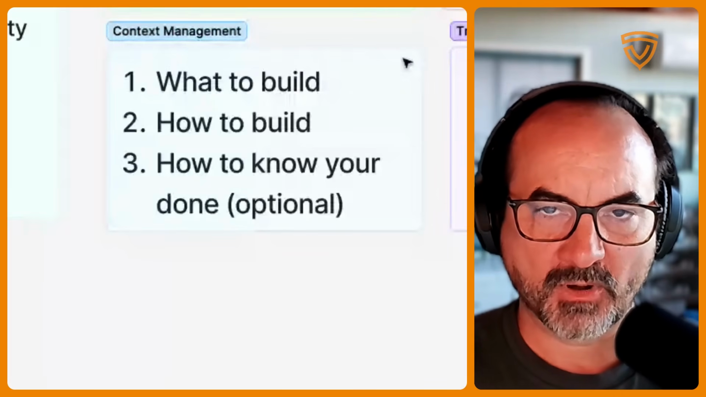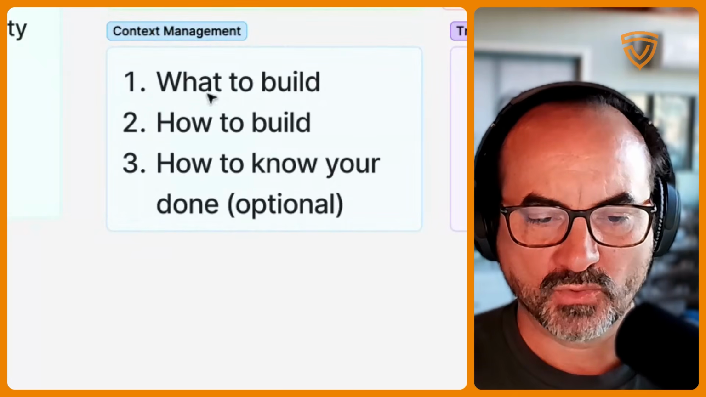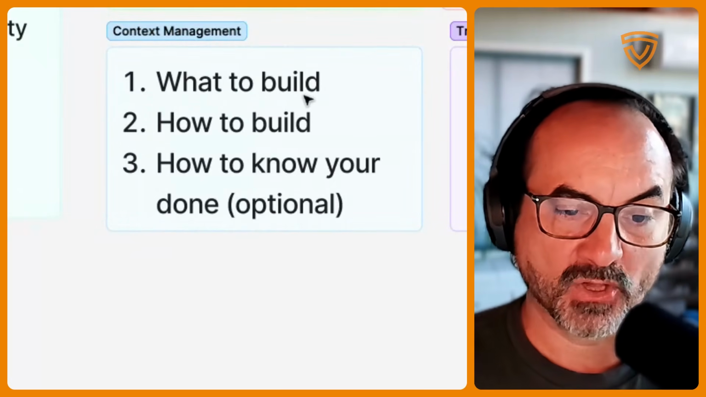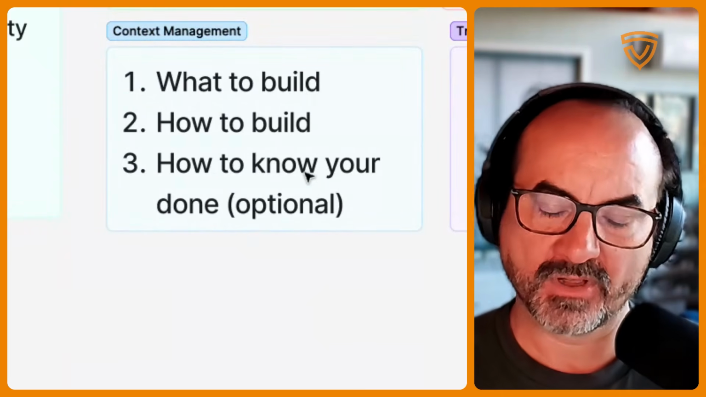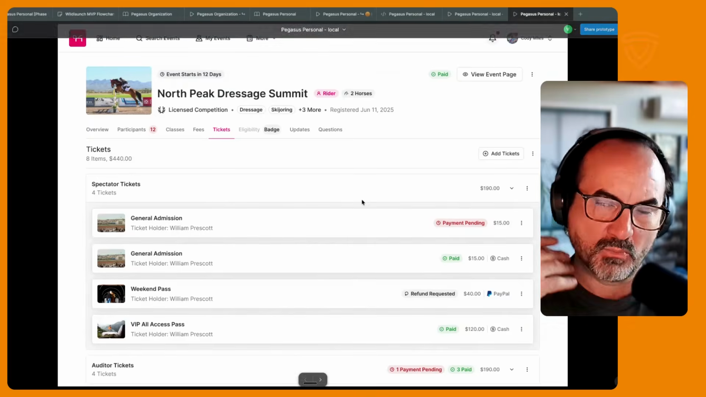The way we do it, there are three things you have to do as part of context management. You have to let the agent know what to build, how to build it, and how to know it's done, which is optional but helpful. That'll allow it to do more work autonomously.